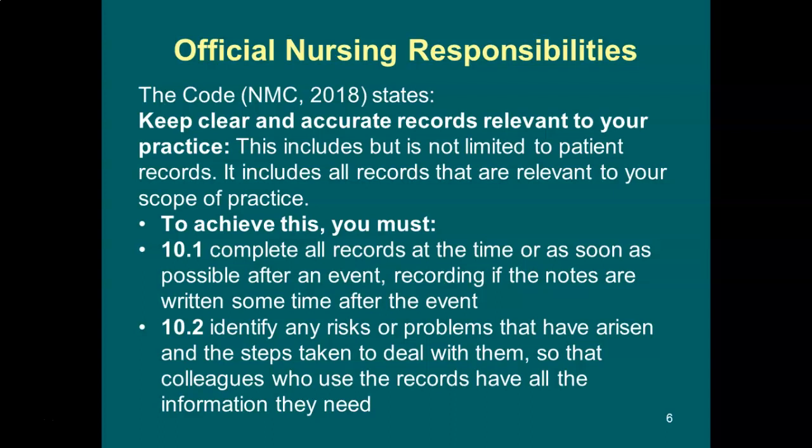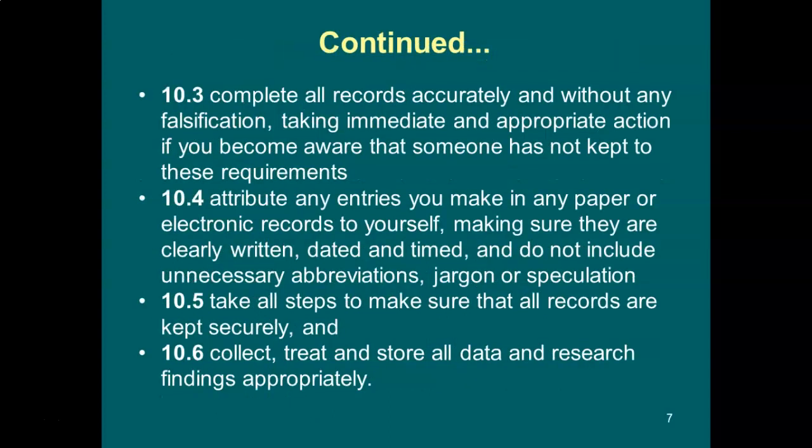Identify any risks or problems that have arisen and the steps taken to deal with them so that colleagues who use the records have all the information they need. Complete all records accurately and without any falsification, taking immediate and appropriate action if you become aware that someone has not kept to those requirements. So if you, for example, saw somebody signing that they'd given a drug and they'd not given it, or if you saw someone documenting that they had done something and they had not done it, then you would need to escalate this to your practice supervisor. Okay, the patient could be at risk.